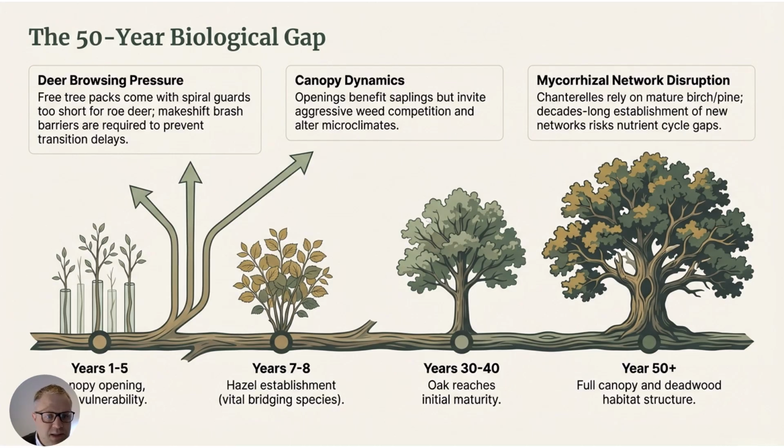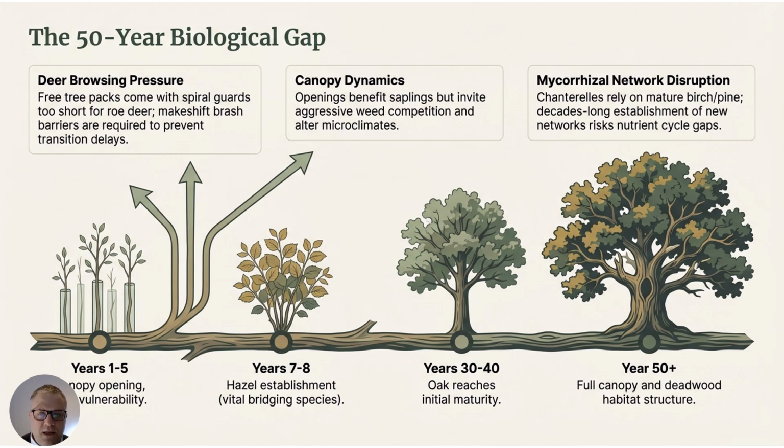If we look at the biological gaps and some of the biological issues here, we've got deer browsing pressure. Some of these open areas that have been damaged are growing new trees, but the deer might be causing too much damage by eating the new saplings. There's the canopy dynamics, where there is also weed competition, and some of the trees themselves haven't fully closed together, or the root structures underneath haven't bound nicely together.